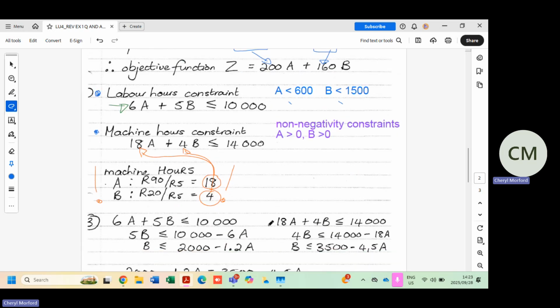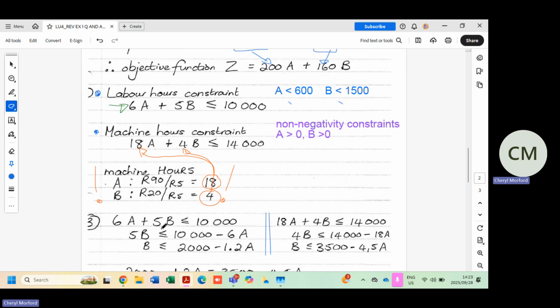So I'm going to start over here with what I had for my labor hours constraint. And I'm going to rewrite it rather in terms of B. I could choose A, doesn't matter. But if I choose B on the left-hand side, I must also go with B on the right-hand side. Or alternatively, A and A. The only thing you can't do is one of each.